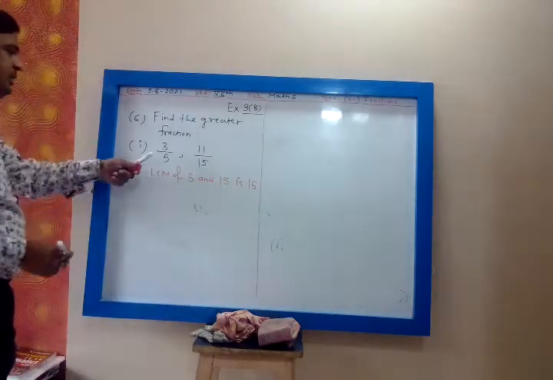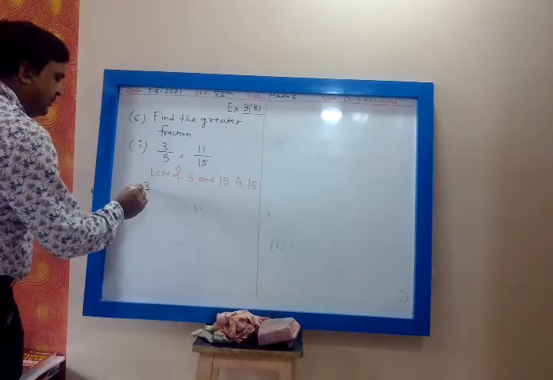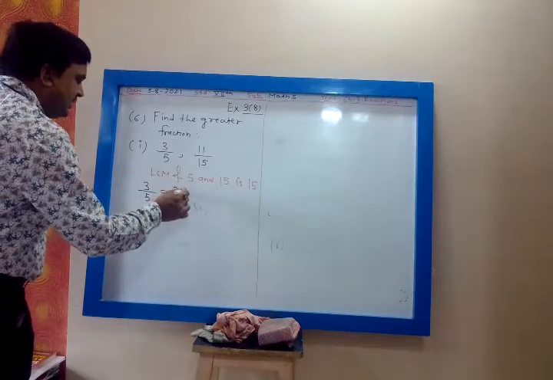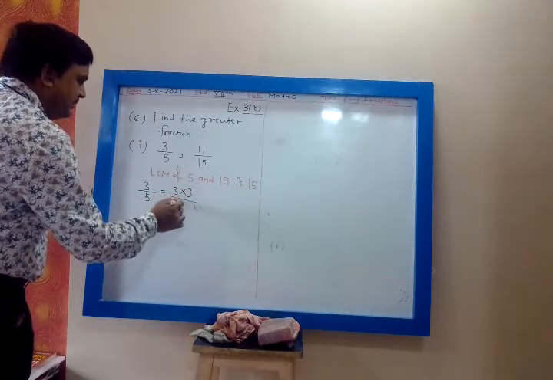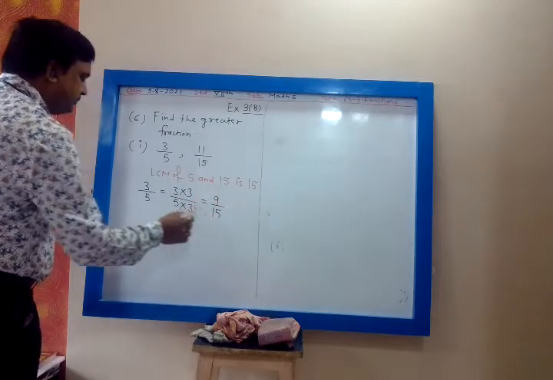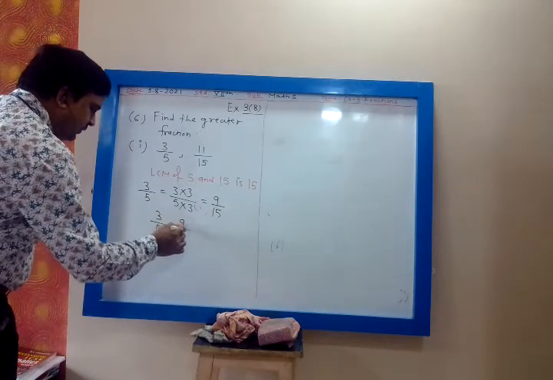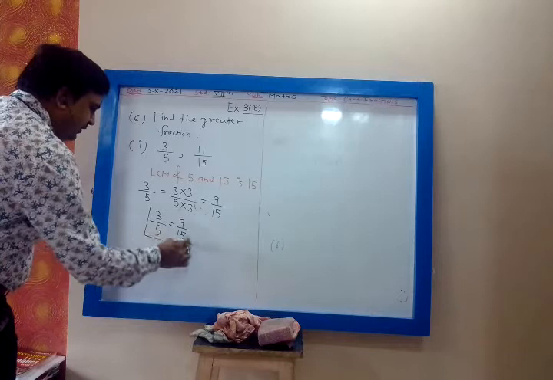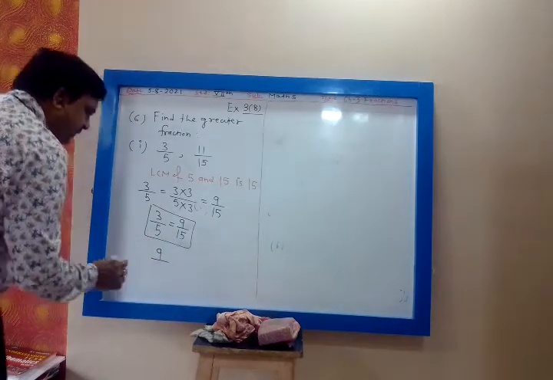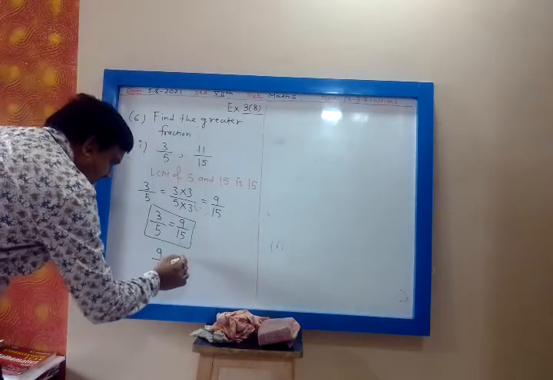So you make the denominator of 3 upon 5 equal to 15. For 3 upon 5, we want denominator 15, so multiply by 3: 3 threes are 9, 5 threes are 15. So 3 upon 5 is 9 upon 15. Then you have two numbers, 9 upon 15 and the other number, 11 upon 15.